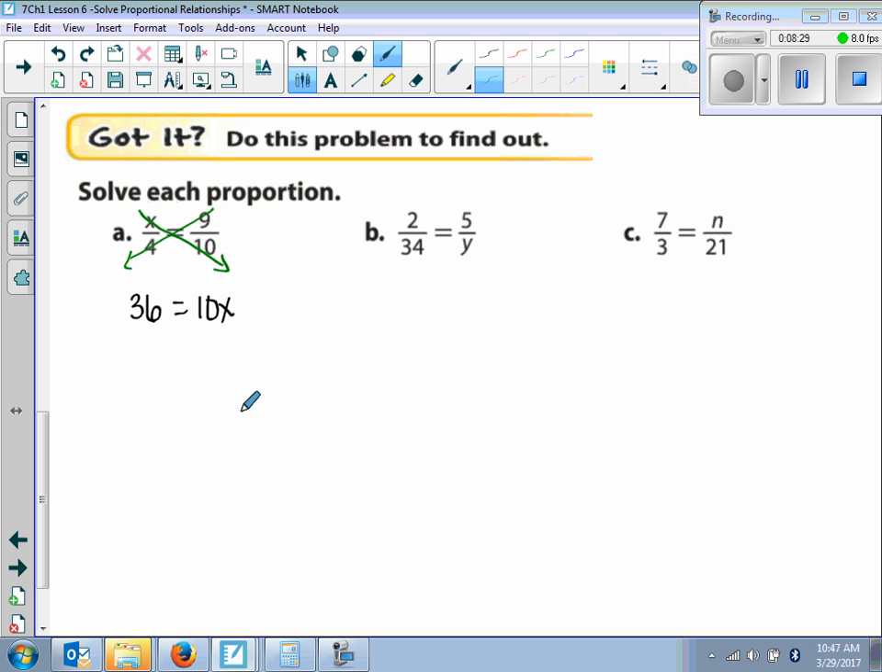Now it's just a one-step equation. How do I get the x by itself? Divide by 10 on both sides. Very good. So here the 10s will cancel, and x is equal to 3.6. Very good. All right, so example B, we have 2 34ths is equal to 5 ninths. This is a proportion because we have two ratios in an equation that says that they are equal. Okay, so when I cross multiply, my cross products will be equal.